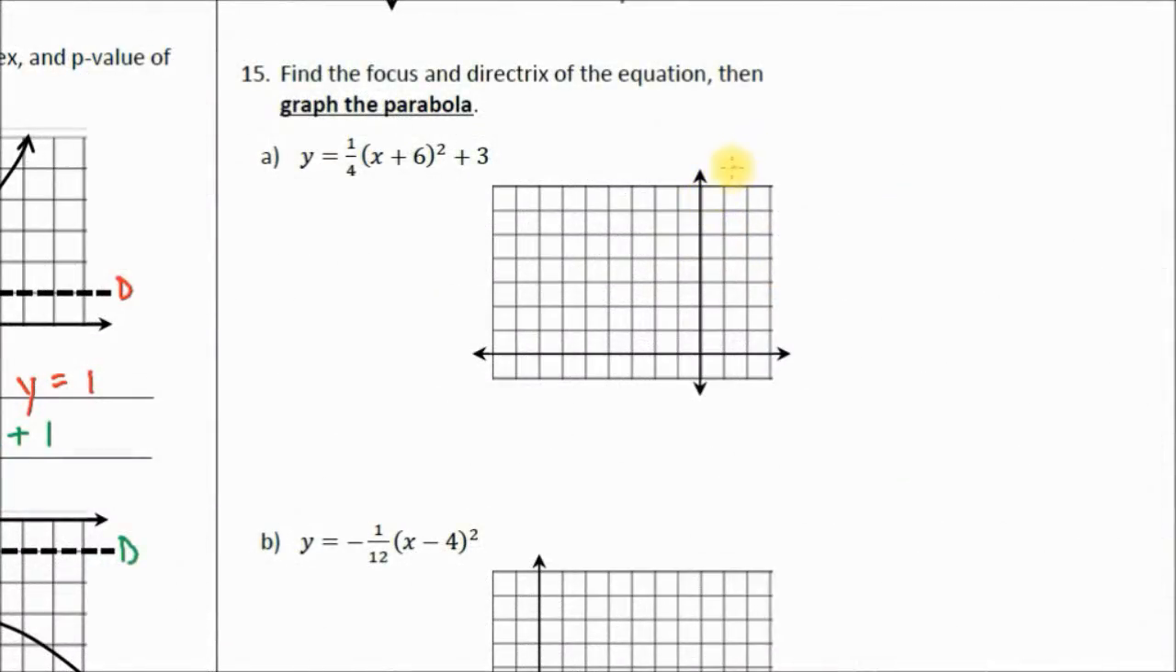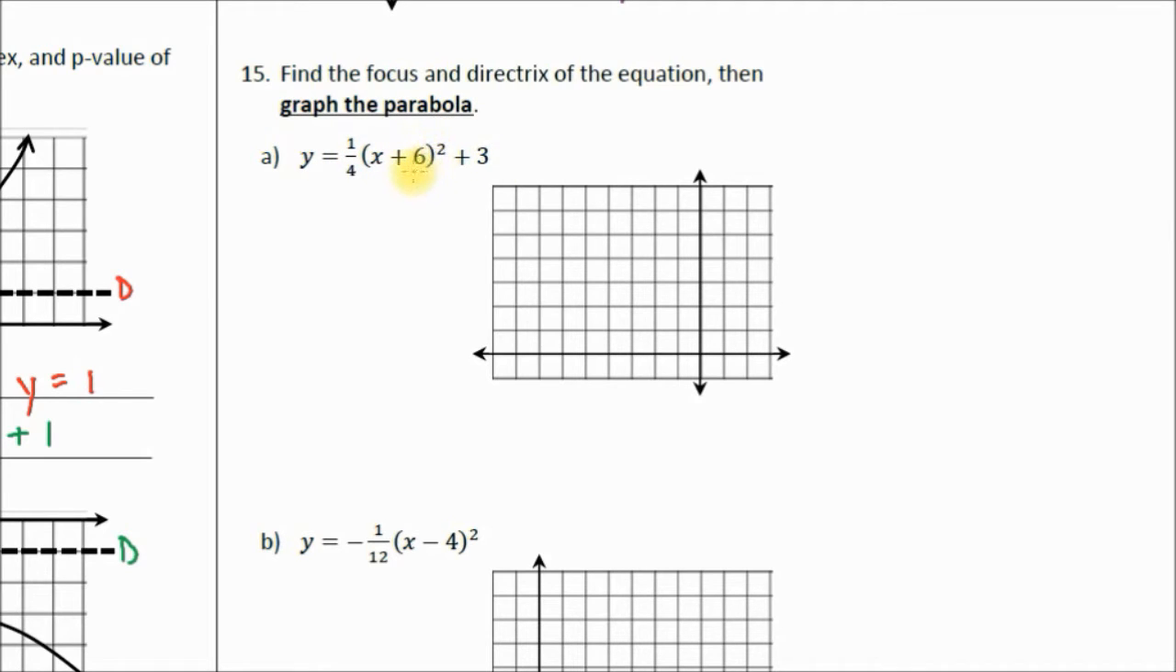This video continues work on the Unit 11 Test Review number 2 worksheet. Number 15, find the focus and directrix of the equation and then graph the parabola. So find the focus and directrix. Well, all we have is the equation.